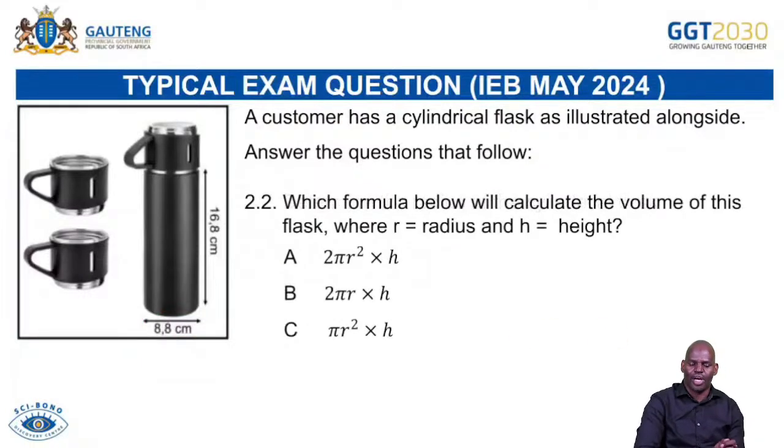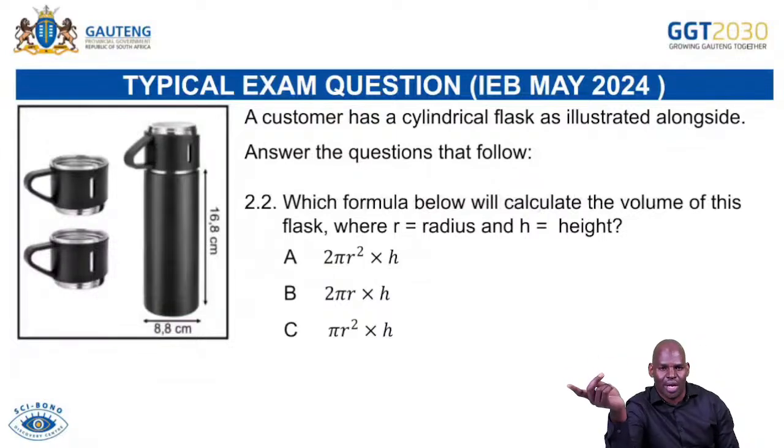Then the next question. You have been working with formulas throughout the year. I don't know how many times you have used the different formulae, so you must know them. You must be able to recognize them, and tell that this one is for calculating circumference and this one is for calculating an area, in case the examiner doesn't give it to you. They ask: which formula below will calculate the volume of this flask?